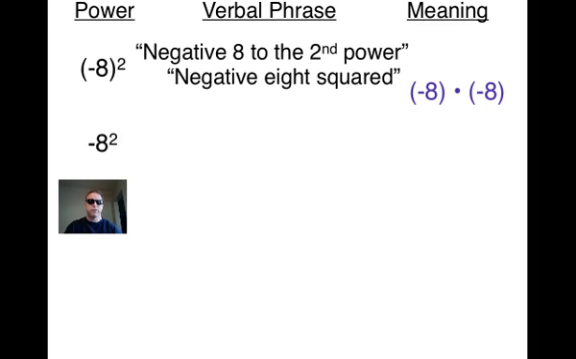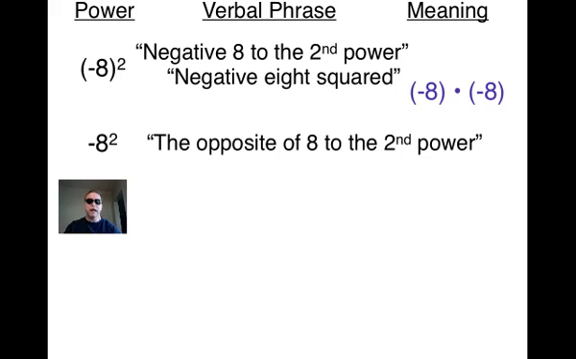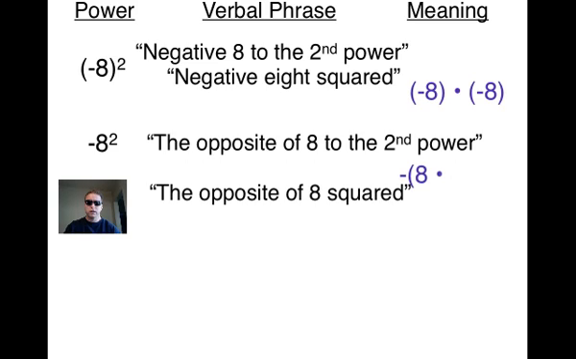Now, this is something different. This is the opposite of 8 to the 2nd power, or the opposite of 8 squared. So that would be 8 times 8, then take the opposite of that. You're going to get two very different answers. In the first one, you're going to get a positive 64. And on the second one, you're going to get a negative 64.